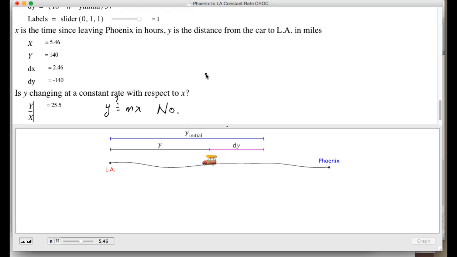But then the question is, is y changing at a constant rate with respect to x? Does everyone say no? Everyone say yes?